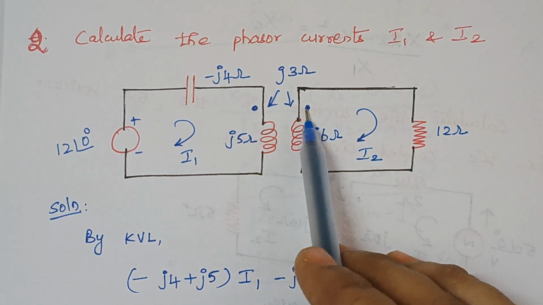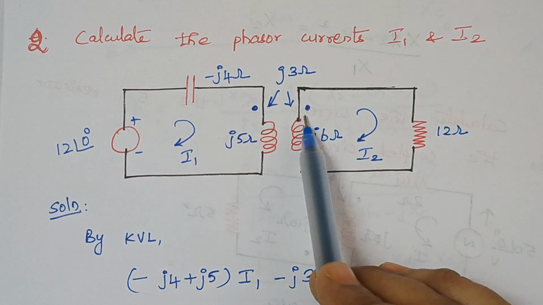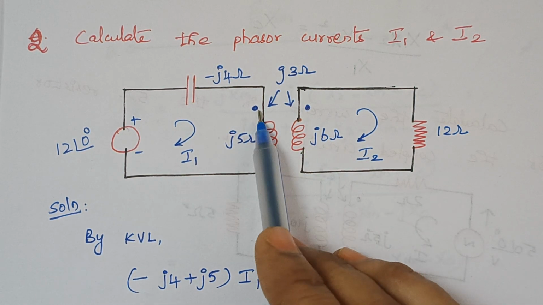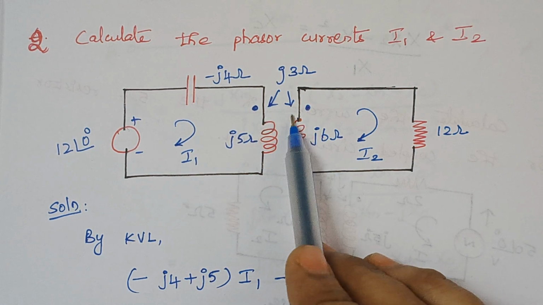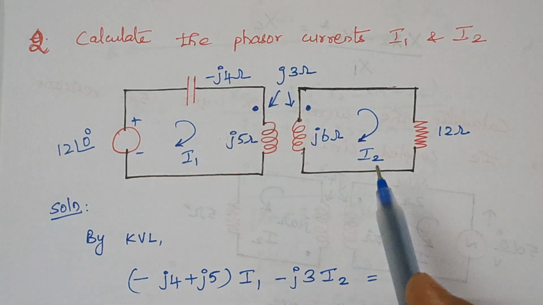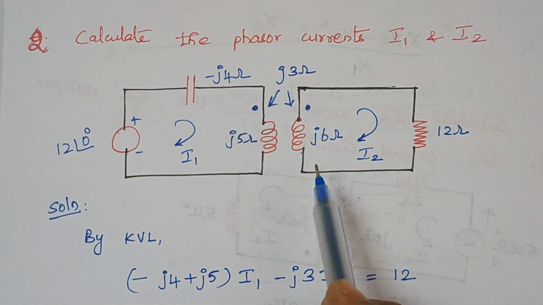So what about the mutual inductance, is it positive or negative? In loop 1 the dot is at the entry point of current, whereas in loop 2 it is at the exit point. Therefore they are opposite to each other, so we have to include a minus sign.